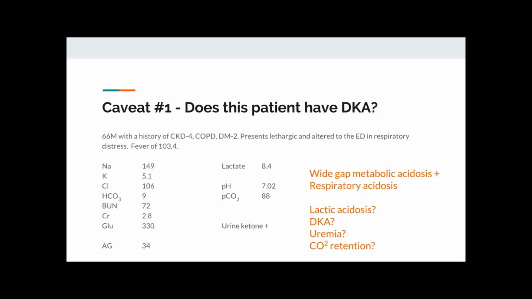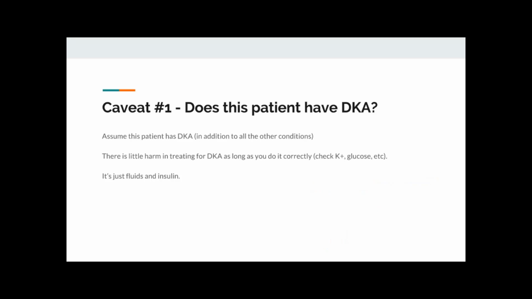And the answer is, you don't really know. You don't really know from these numbers, right? But the answer is, assume he does, right? So treat him for it. And what I say is, if somebody looks like they have DKA, if somebody has a wide gap metabolic acidosis or hyperglycemia, they're a diabetic, there's really not that much harm in treating for DKA, right? It's really just insulin and fluid. And as long as you do it right, which I'm going to try to teach you guys, then I think there's no harm in treatment. Okay.